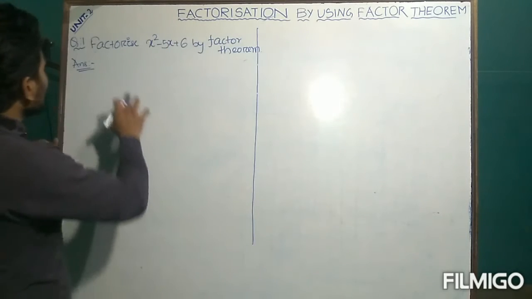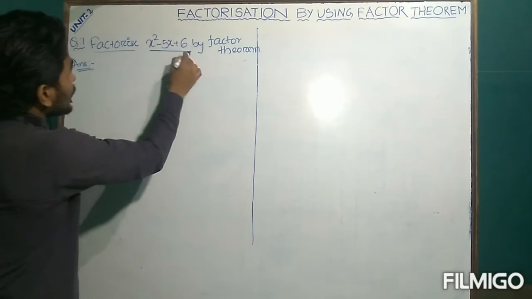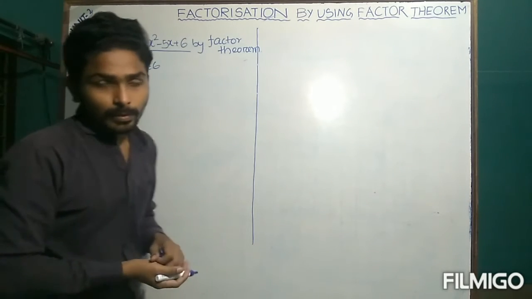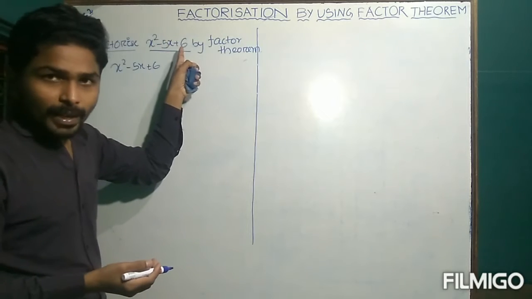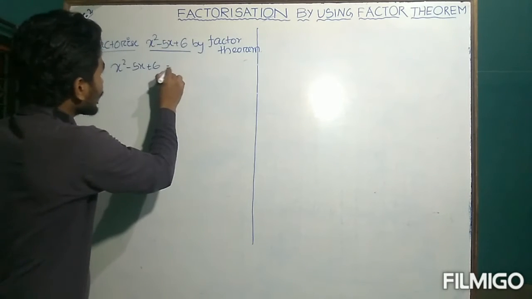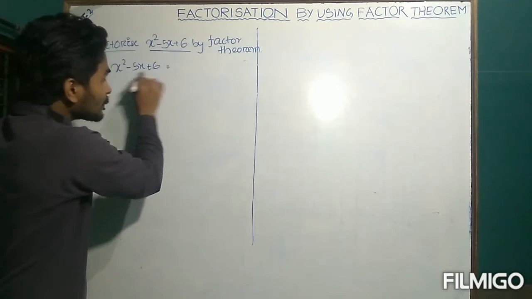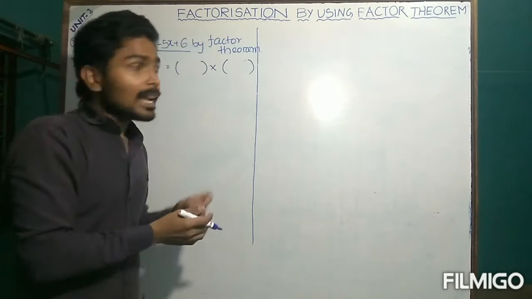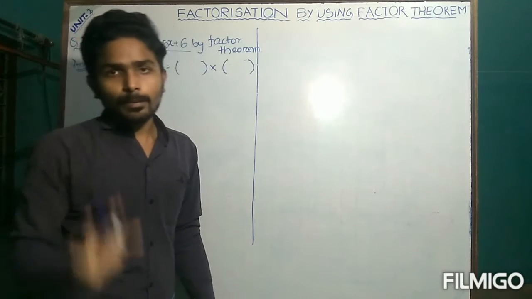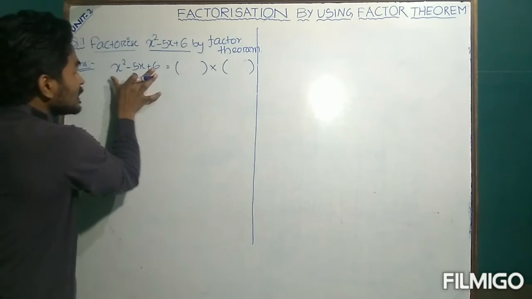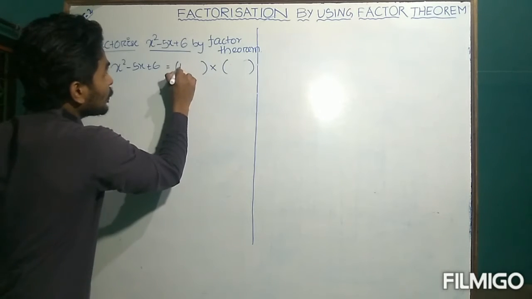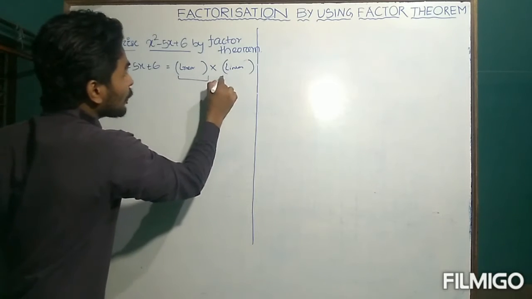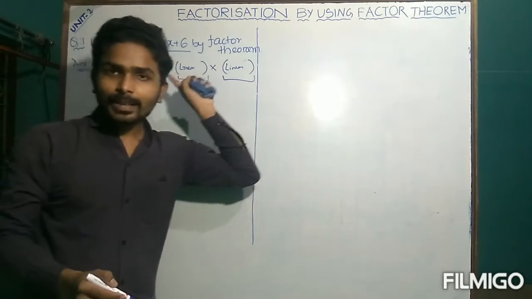We have a question: factorize this quadratic polynomial x square minus 5x plus 6 by factor theorem. Since it is a quadratic polynomial, factorization means we have to express this polynomial as the product of its two factors, and those factors must be linear polynomials. That means we have to write two factors of this quadratic polynomial.